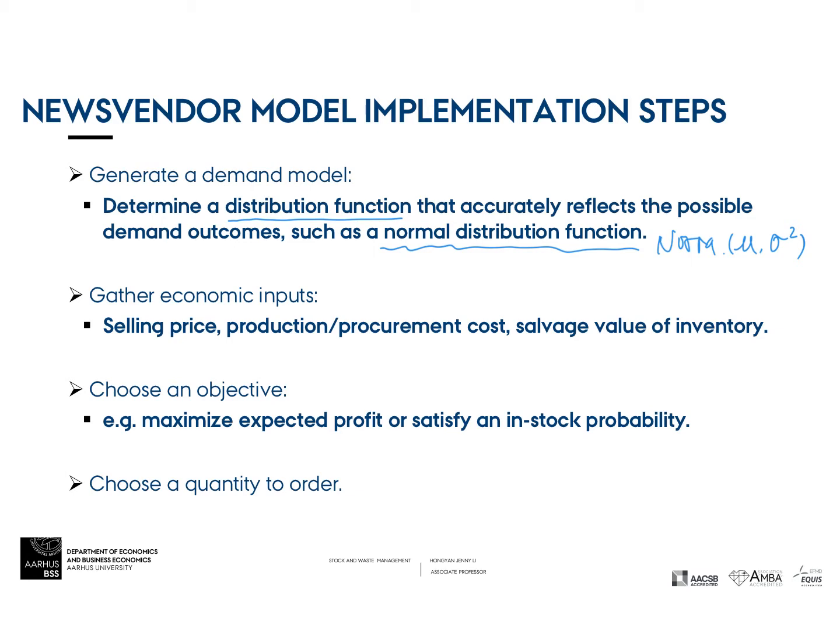Then you need to gather economic inputs for your news window model. So you need to know the selling price, purchasing cost, and salvage value. Salvage value is the discounted price. And choose an objective. You can choose to maximize expected profit, or you can choose to satisfy a targeted in-stock probability. Those are different objectives, and it's up to the situation. And then choose a quantity to order. That's the final decision.